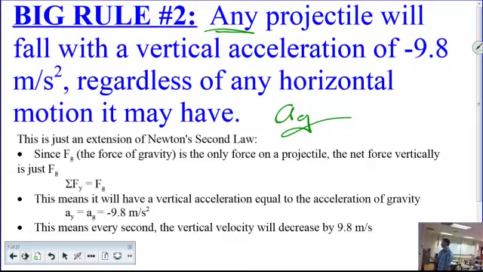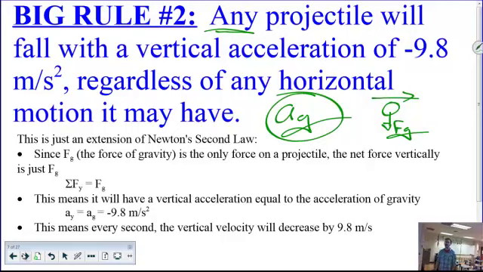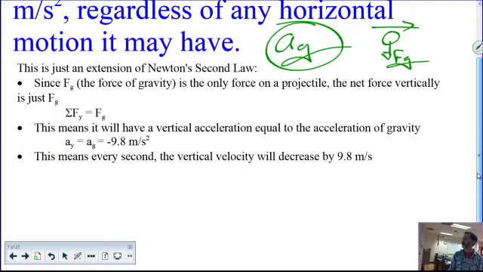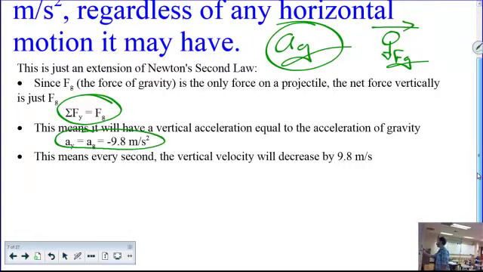Again, it's an extension of Newton's second law. Once your projectile is fired, so here's a ball that we've just thrown, the only force on it is gravity. So our net force is the force of gravity, and the acceleration is the acceleration of gravity. Our net force vertically is our force of gravity, which means our vertical acceleration is the acceleration of gravity. So every second, the vertical velocity decreases by 9.8 meters a second squared.